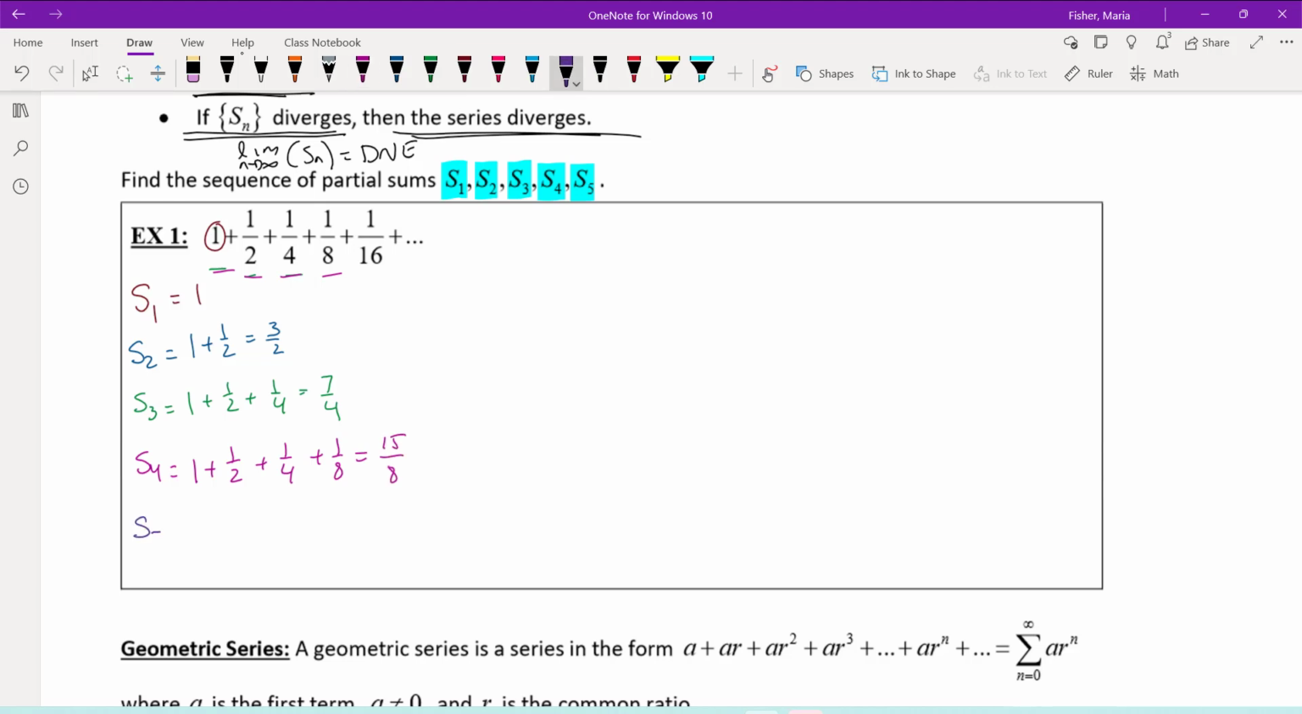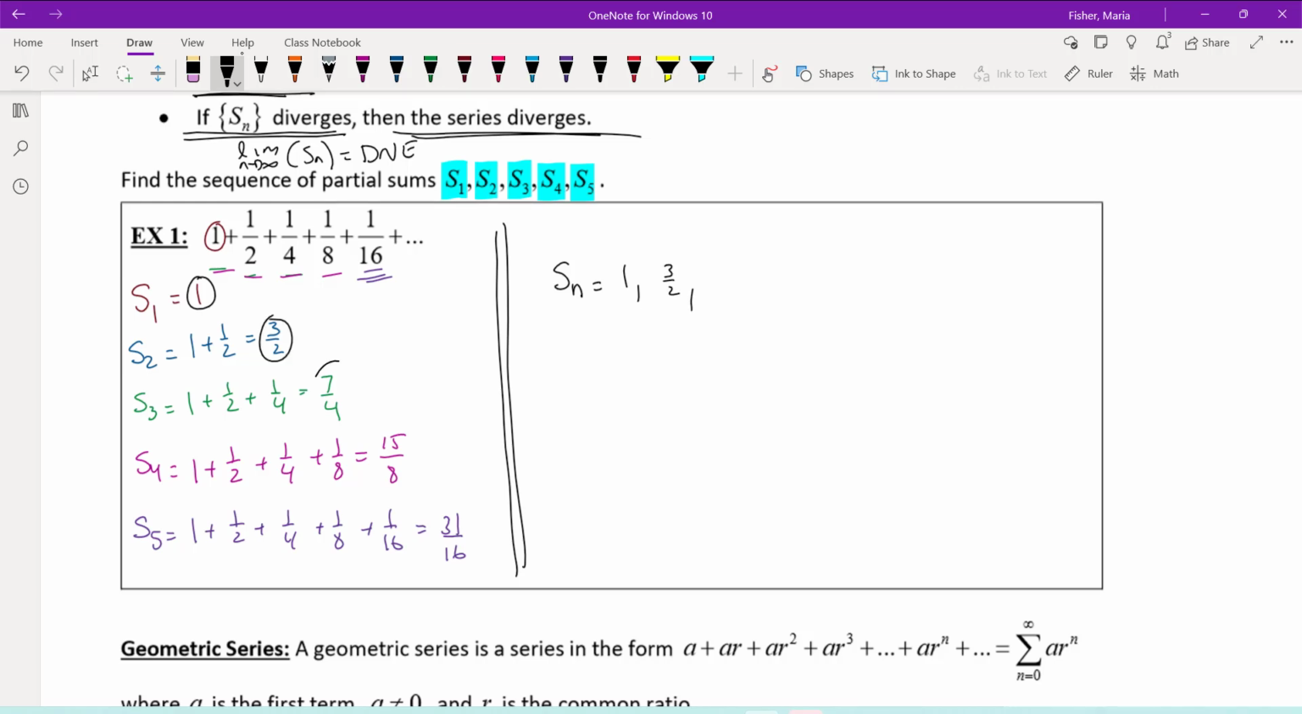Finally, S sub 5 would be 1 plus a half plus a fourth plus an eighth plus 1/16, and there we would get 31/16. So a partial sum is just looking at a certain number of terms added together. Now if we wanted to list out our sequence of partial sums, our sequence s sub n would be 1, 3 halves, 7/4, 15/8, 31/16, all the way down to the nth partial sum.